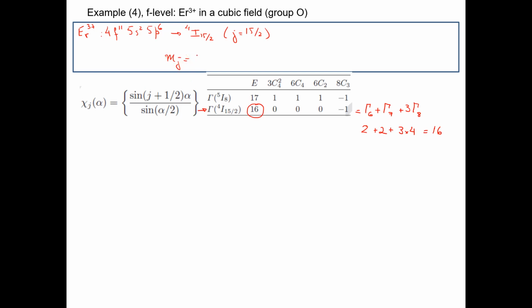In this case, mj is 15 halves, 13 halves, etc., until minus 15 halves, which gives me a total of 16 levels. And once again, group theory tells me precisely how these levels split. Okay? All right, these are the different cases I wanted to consider.